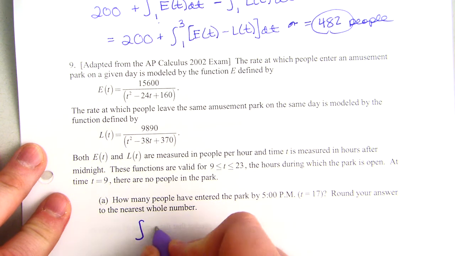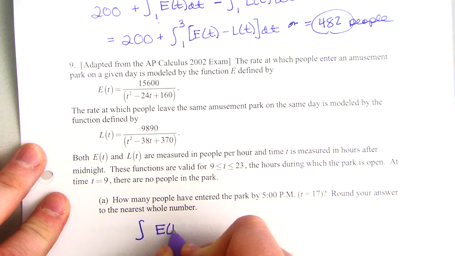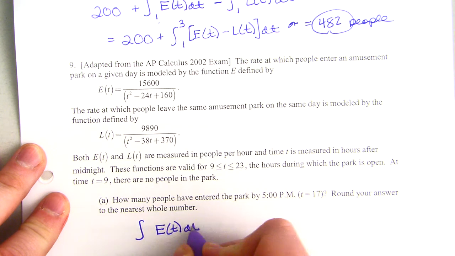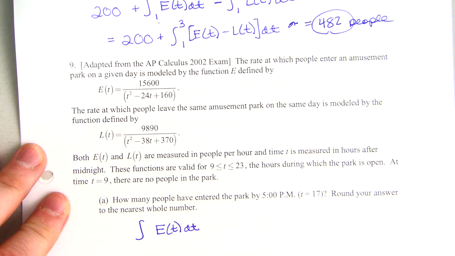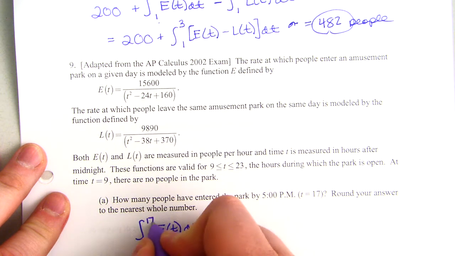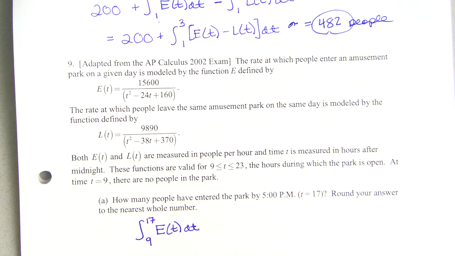Of what? Well, of the rate that people are entering, and that's going to give me the total number of people who have entered. When am I starting this? Well, when the park opens at 9 a.m. And I'm going to go to, well, t equals 17. Go to your calculator, type this in, and tell me how many people have entered the park by 5 p.m.